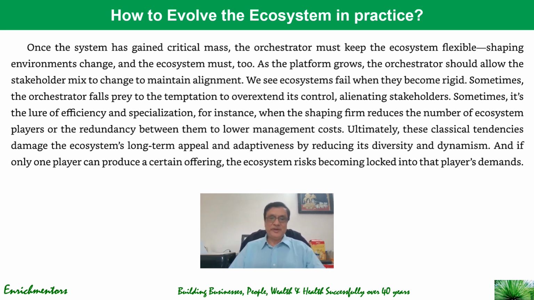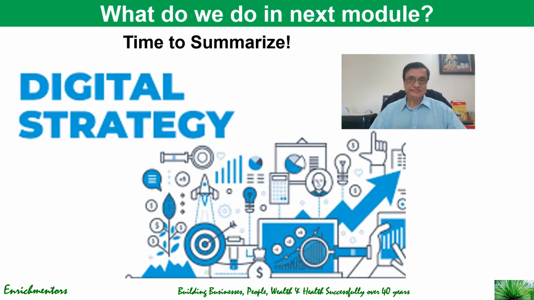Sometimes you can fall prey to the temptation to overextend your control, alienating the stakeholders. Sometimes it is the lure of efficiency and specialization that will make you reduce the number of ecosystem players or redundancy between them to lower management costs. Ultimately, these tendencies damage the ecosystem's long-term appeal and adaptiveness by reducing its diversity and dynamism. And if there is only one player that can produce a certain offering, the ecosystem risks being locked into that player's demands. So you need to have diversity.